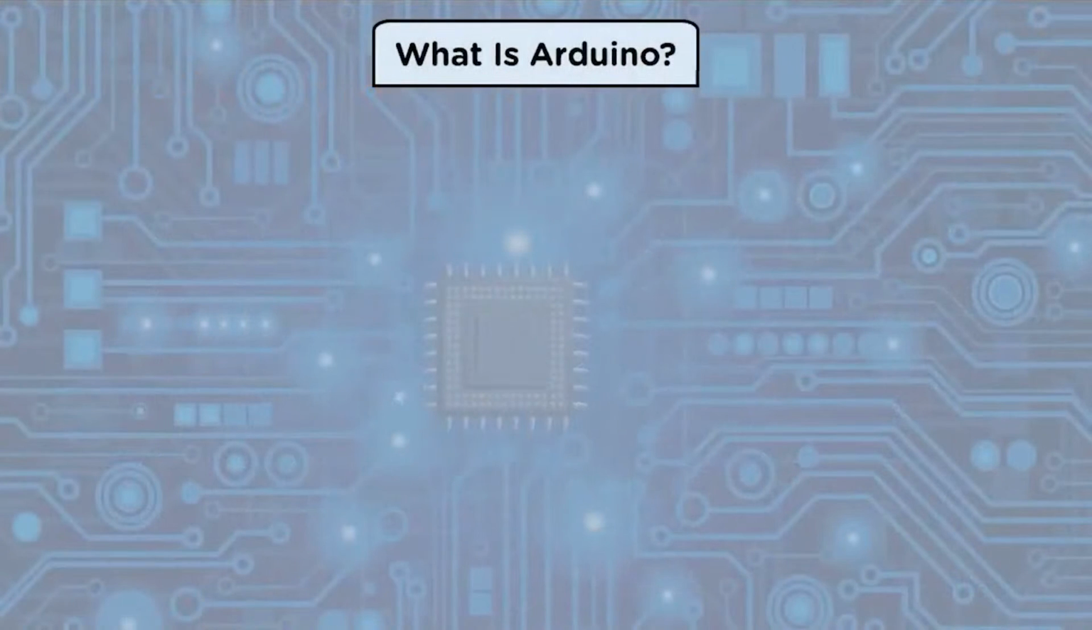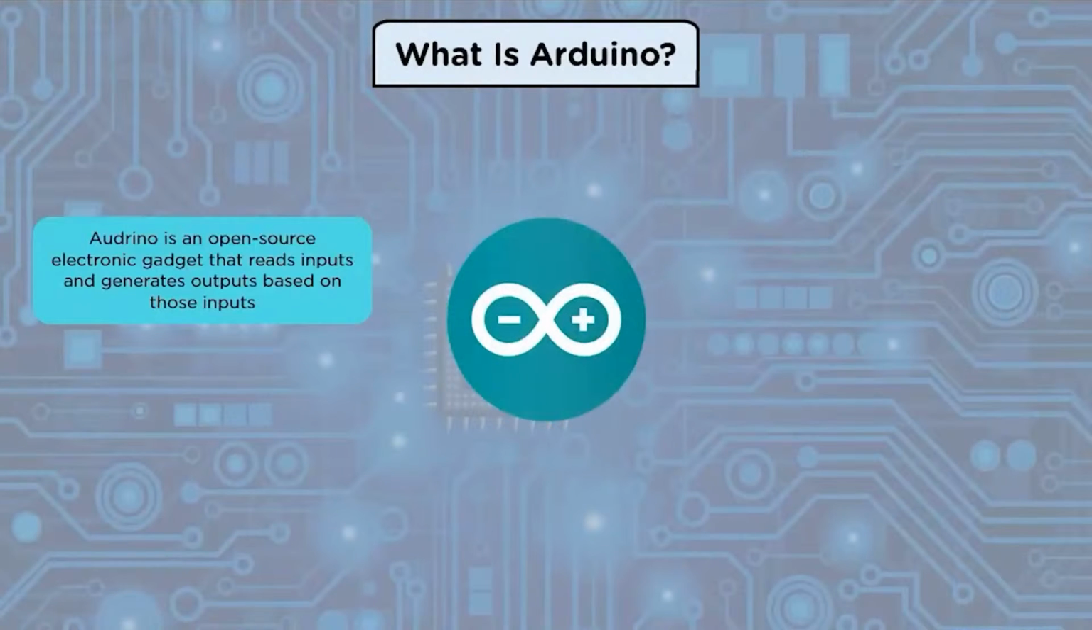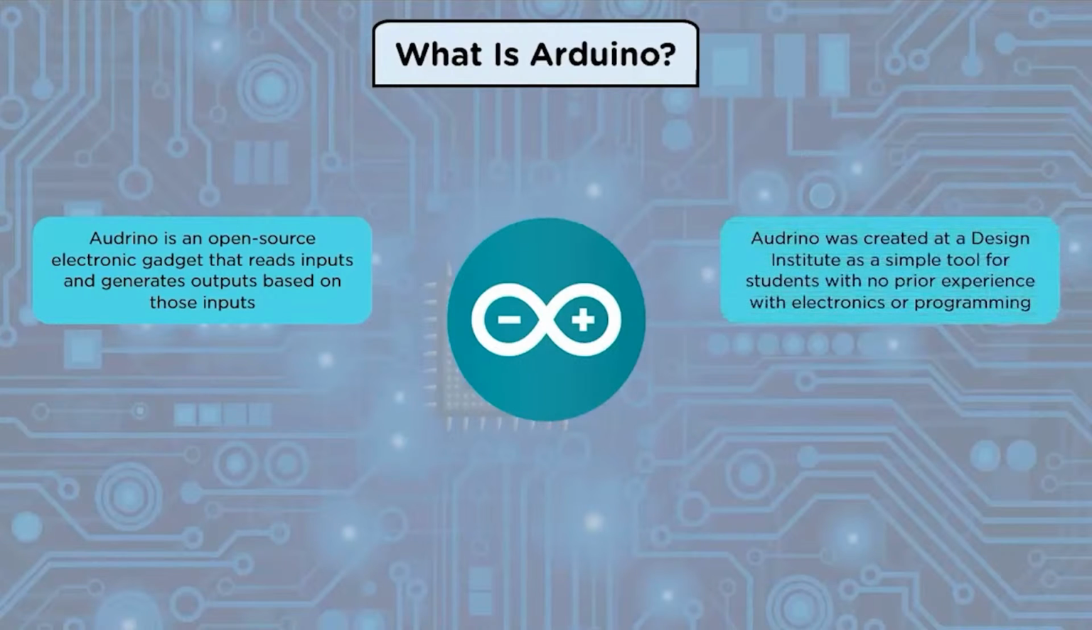What is Arduino? Arduino is an open source electronic gadget that reads input such as light on a sensor, a finger on a button, or a tweet, and generates output based on those inputs such as turning on an LED or activating a motor. Arduino was created at a design institute as a simple tool for students with no prior experience with electronics or programming.